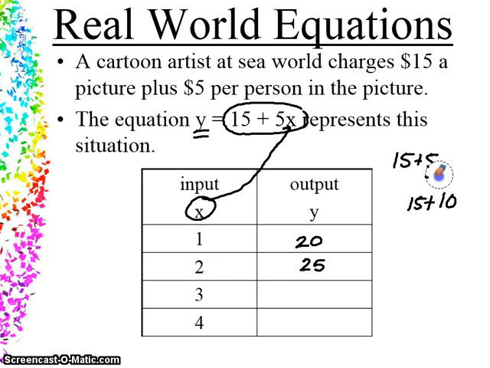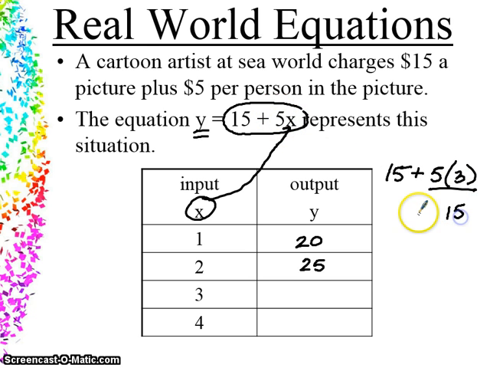Now let's do the same thing, but we're going to use an input of 3, as if there are 3 people in the picture. So we're going to substitute 3 for x, and it's multiplication because the 5 and the x are touching. 5 times 3 is 15. 15 plus 15 makes a total charge of $30.